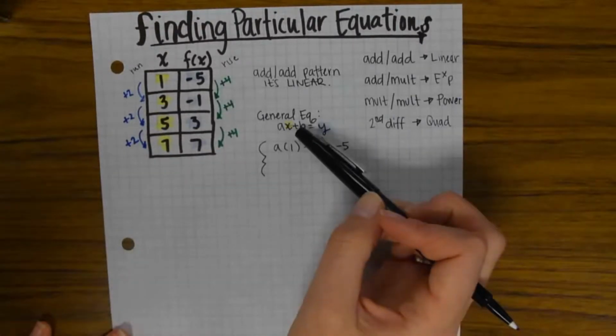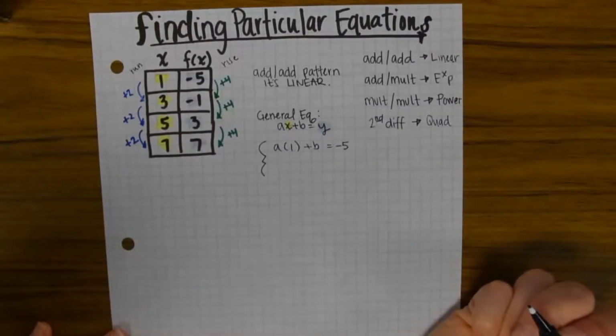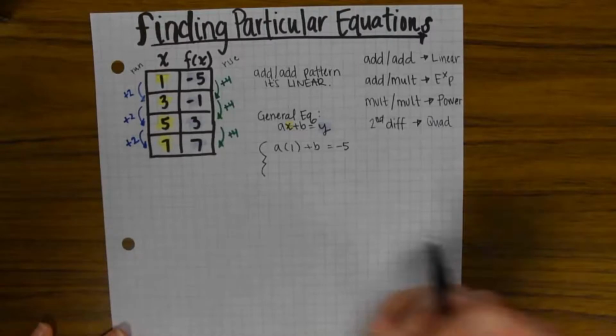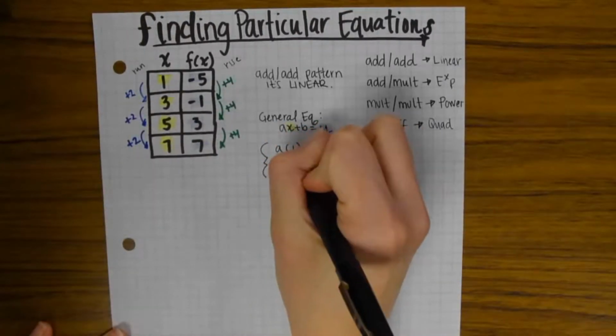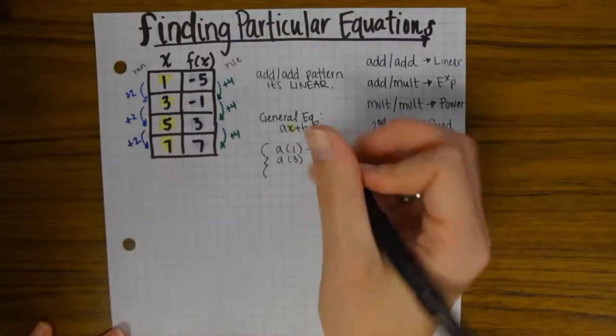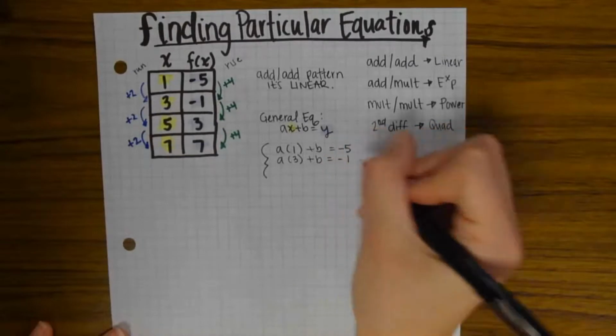Well, we have two unknowns. And because we have two unknowns, we have to write two equations. So let's just use the second ordered pair. And that's going to look like a times 3, because 3 is x, plus b equals -1.